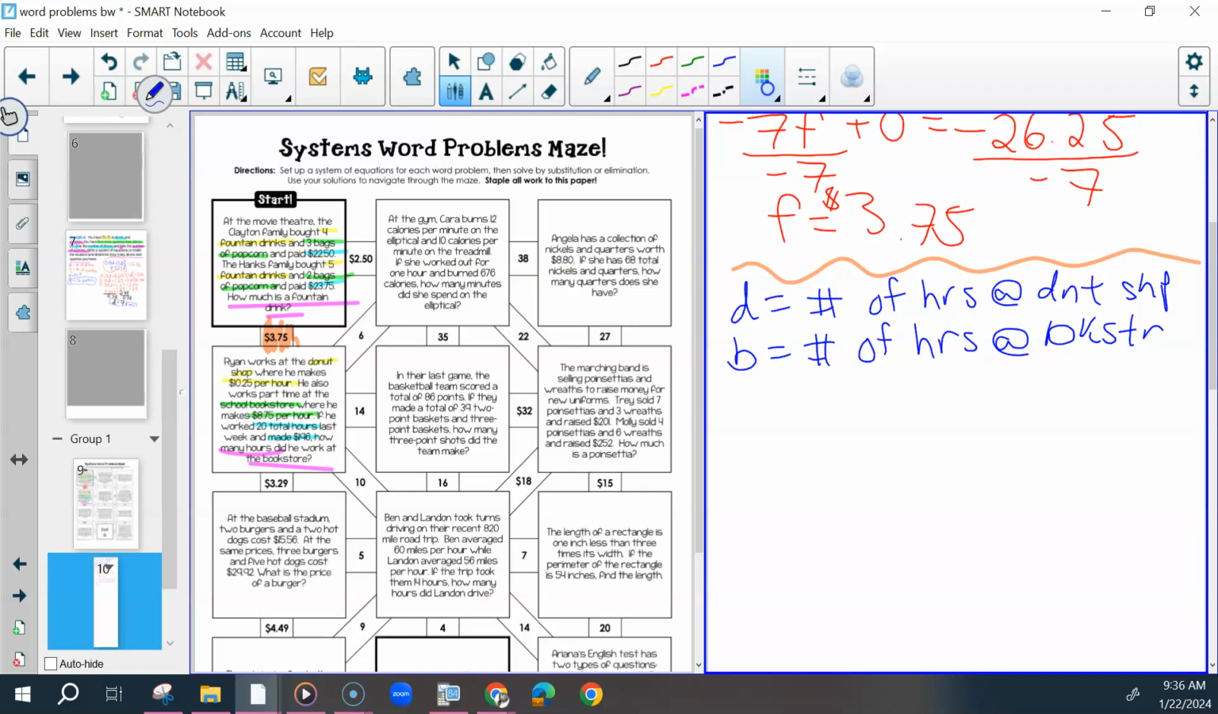Alright, we have 4 numbers. How would we set up these equations?